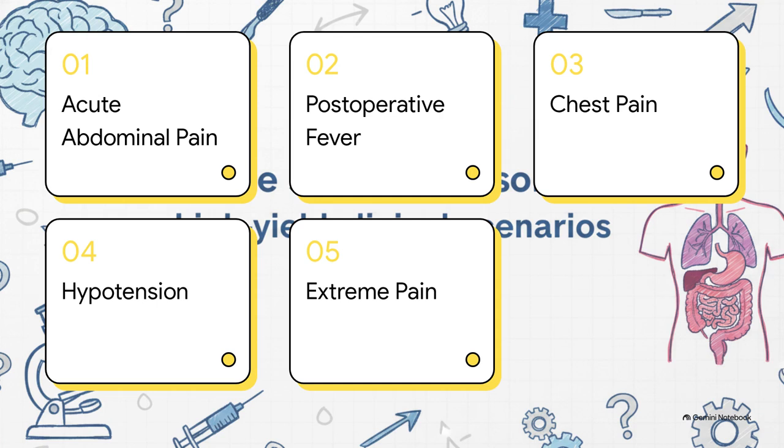All right, let's just dive right into our patient list for today's ward rounds. We're going to tackle each of these 5 high-yield scenarios back to back. Acute abdominal pain, a postoperative fever, retrosternal chest pain, post-surgical hypotension, and finally, a really tricky case of pain that's completely out of proportion to the physical exam.